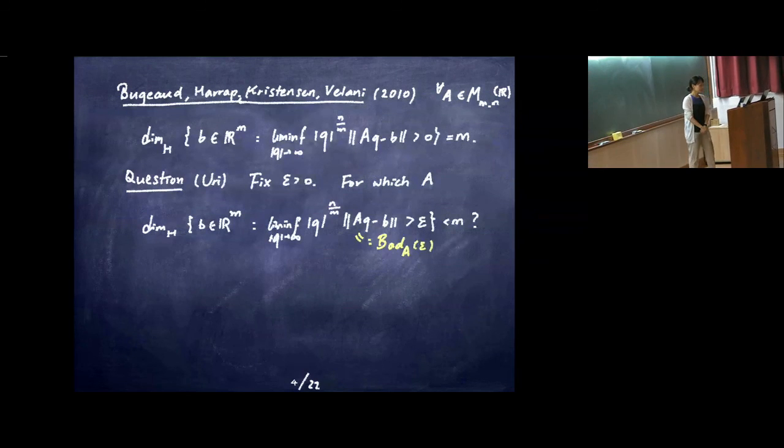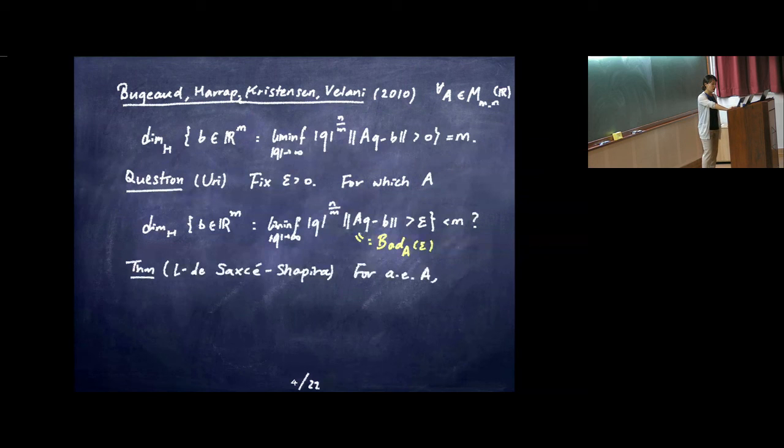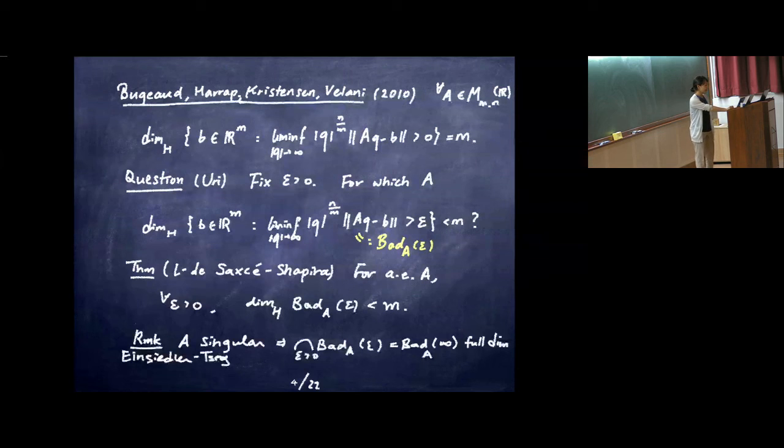So let's call this set of target vectors for which, for A, it is epsilon-bad, bad A of epsilon. And with Nicolas de Saxe and Maurice Shapira, we show that for almost every A, for every epsilon, the Hausdorff dimension of the epsilon-bad set for A is not full.